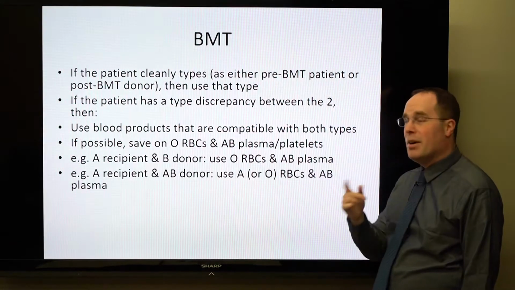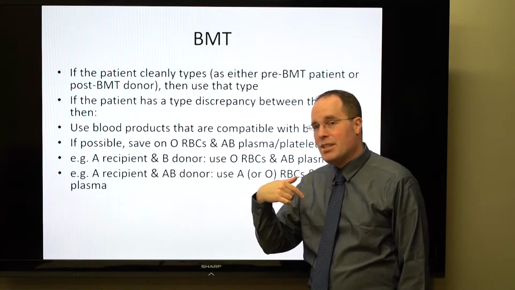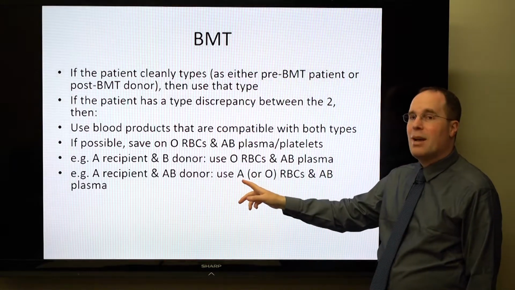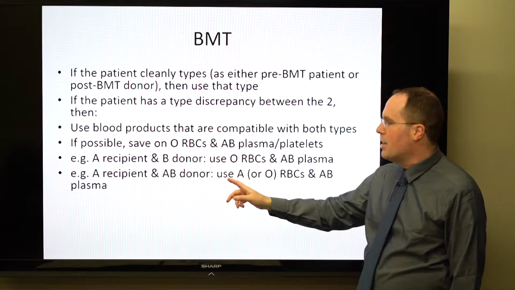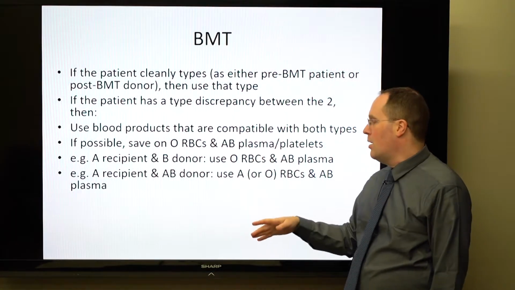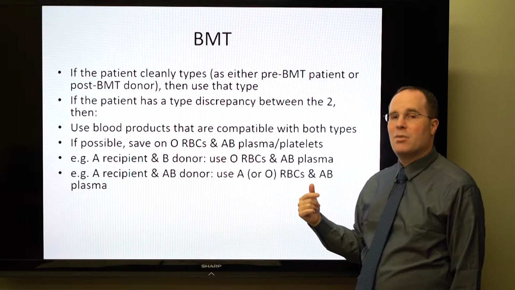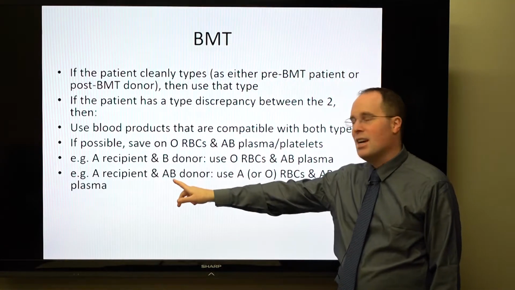But there are different circumstances. For example, if you have an A recipient and then an AB donor, then you can use type A red cells, right? You could safely use type A red cells because neither the recipient nor the donor make anti-A. But then we are locked into using AB plasma because, again, we have to avoid anti-A and we have to also avoid anti-B.